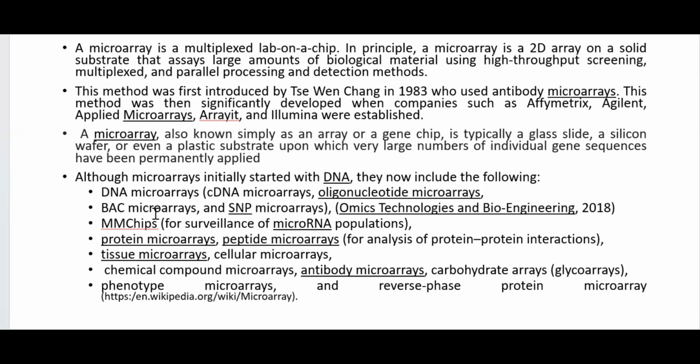Then BAC microarrays. Have you heard about YAC and BAC? All right. So BAC microarrays and SNP, that is single nucleotide polymorphism microarrays. And when it comes to surveillance of microRNA populations, they are referred to as chips. So all these are the versions of microarrays which are used in genomics and proteomics.